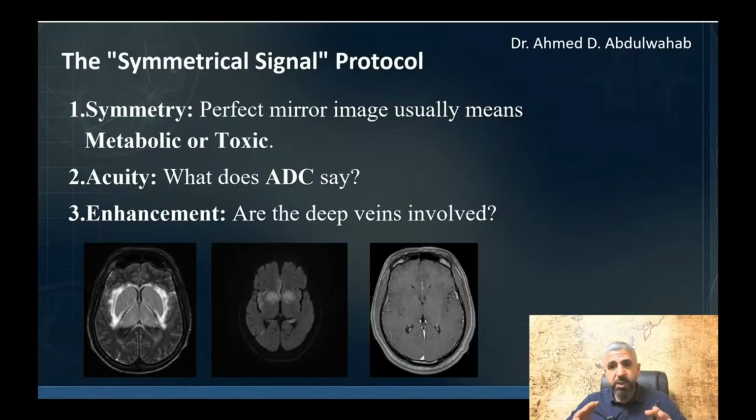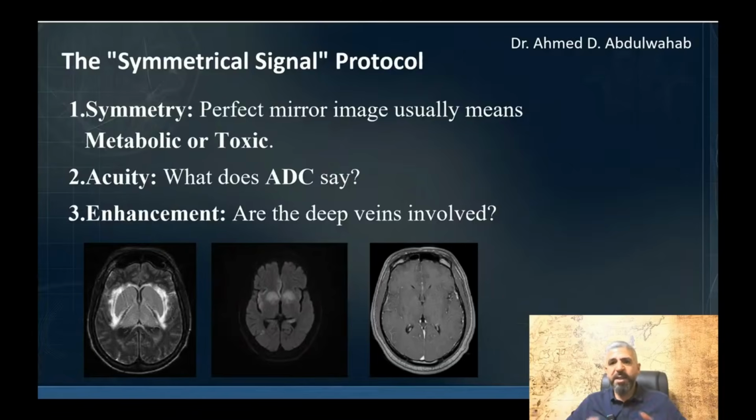So detectives, to decode the signal, follow this protocol. Rule number 1, if it is symmetrical, it's almost always toxic or metabolic. An artery does not clot perfectly on both sides at once. Rule number 2, acuity. Use the ADC to separate old from new. Rule number 3, when the deep structures swell, always check the deep veins. A deep venous thrombosis looks different than carbon monoxide poisoning.